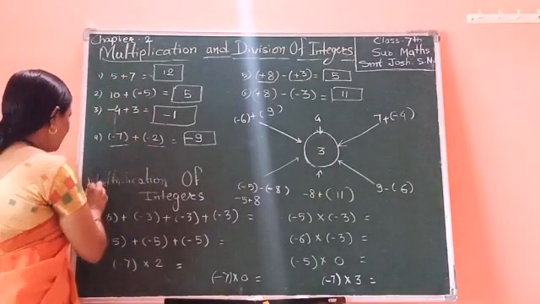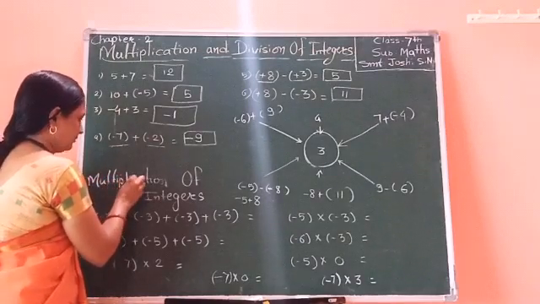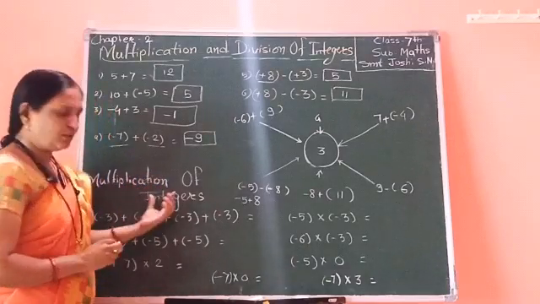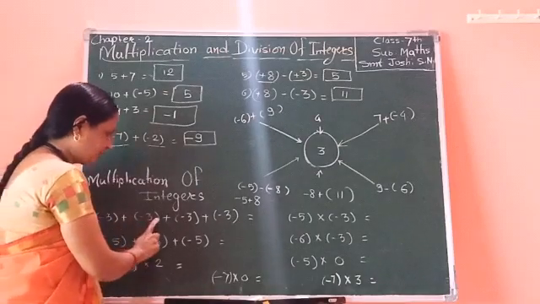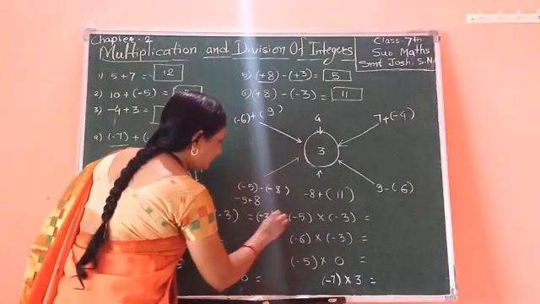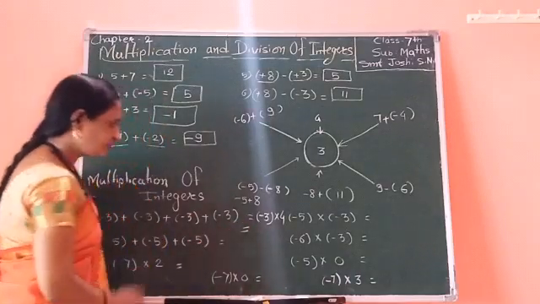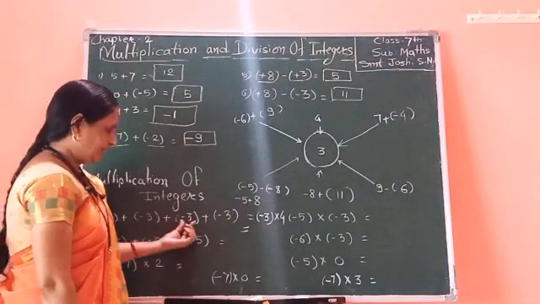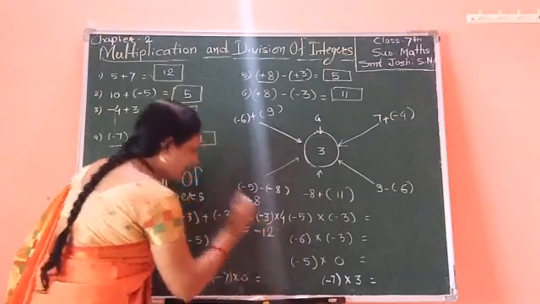Then multiplication of integers. पूर्णांक संख्यांचा गुणाकार. See in this example, negative 3 plus negative 3 plus negative 3 plus negative 3. This can be written as negative 3 into 4. Negative 3, negative 3, negative 3, negative 3. Answer is negative 12.